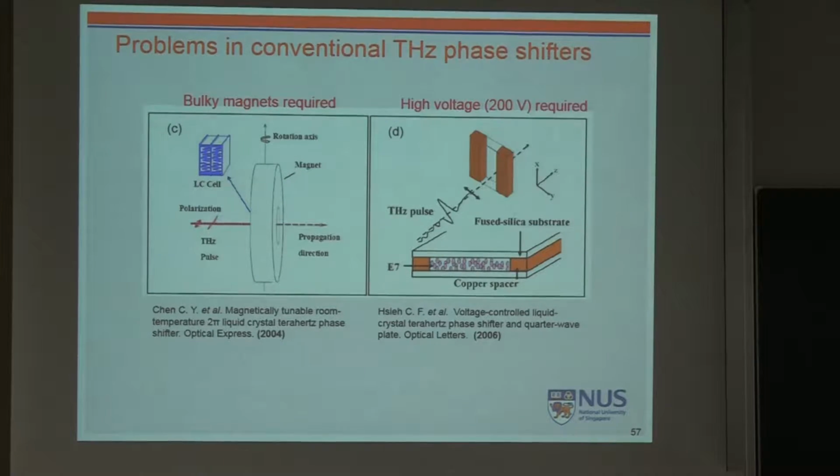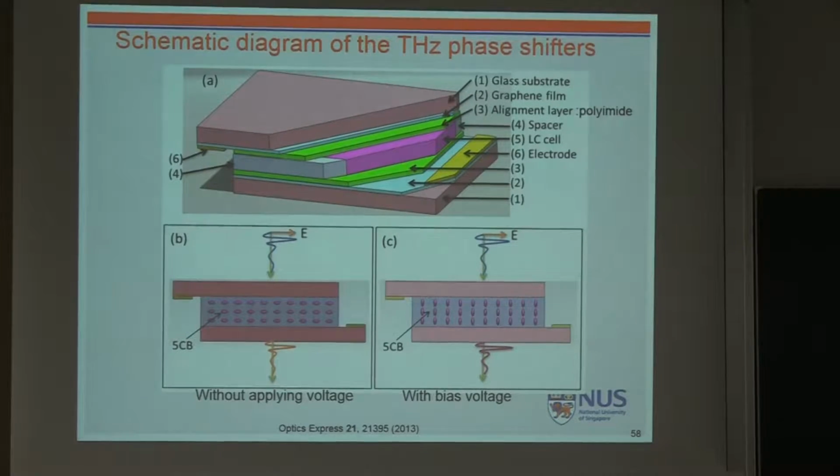So this is the problem in modern terahertz phase shifters. But we found graphene has very low absorption in the terahertz regime compared to any other transparent electrode material. Like ITO absorbs greatly in the terahertz regime. However, graphene absorbs very little compared to any other material.